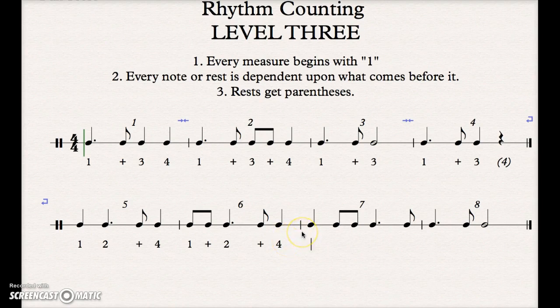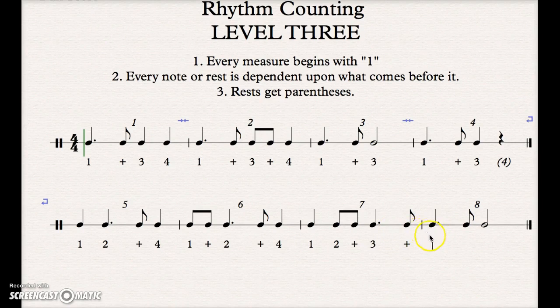Again, bar line resets. We begin every measure with 1. This is a quarter note, so this is still beat 2, just like you learned in level 2 of rhythmic counting. Here's the and, 3, and then we have the dotted quarter note here. Takes up all of beat 3, the first half of beat 4, and therefore this finishes with the and of 4. Beat 4 begins in here.